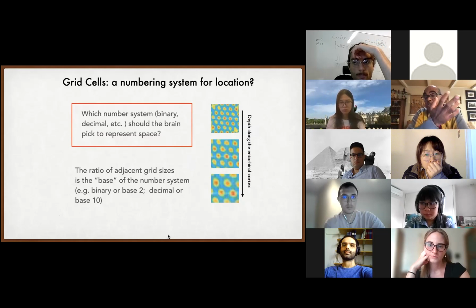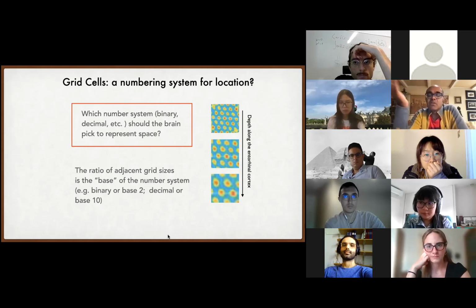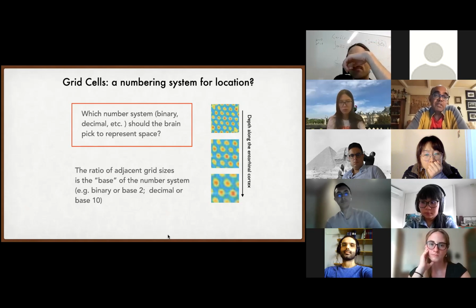And here I'm going to take efficiency to mean you should encode location with the resolution that you need while minimizing the number of neurons that you have to expend, right? Because that cost is going to increase the number of neurons. So I could ask, which number system, binary, decimal, etc., should the brain pick to represent space?